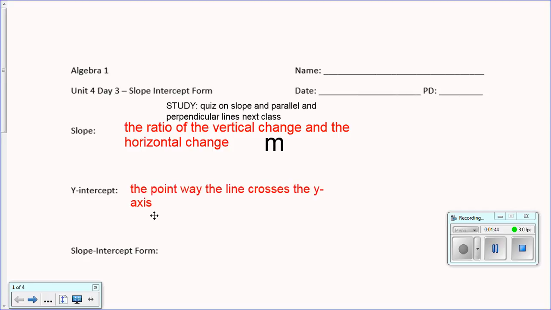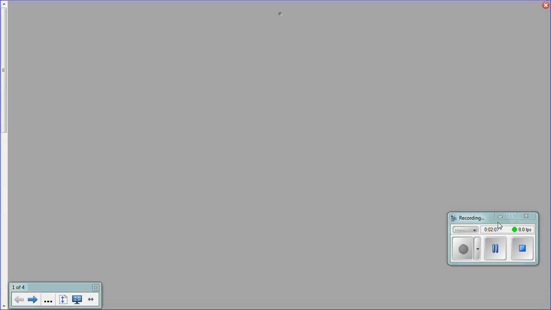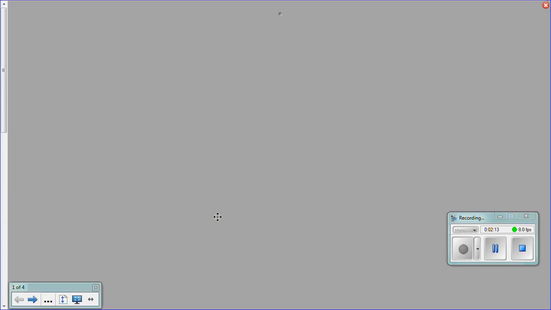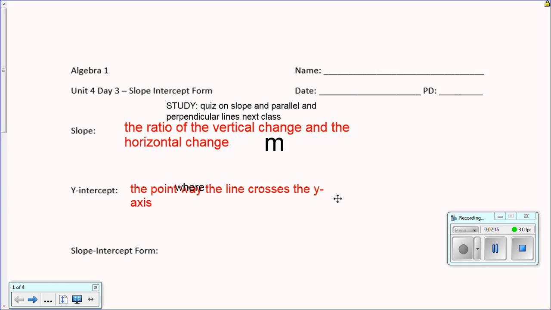Y-intercept is the point where the line crosses the y-axis. And we actually denote that with the B. Okay. We denote that with a B.